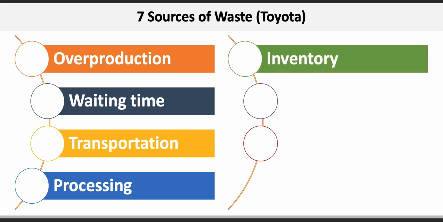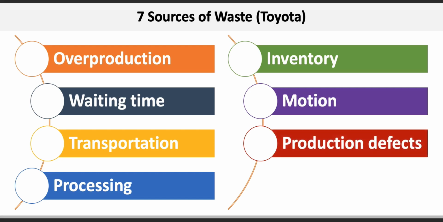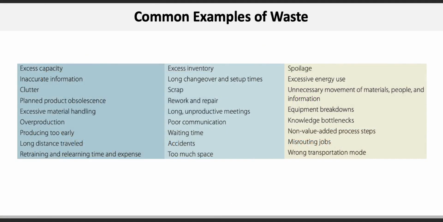There's inventory, which is waste associated with the expense of idle stock and extra storage and handling requirements needed to maintain it. Another waste is motion that results from inefficient workplace design and locations of tools and materials. And finally, there's production defects, which is simply the result of not performing work correctly the first time.